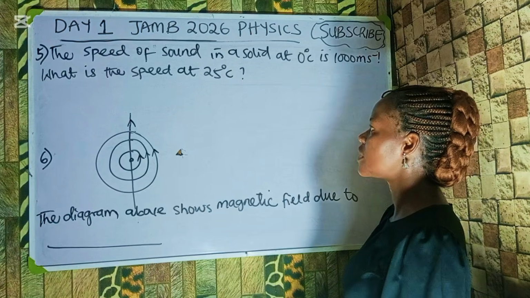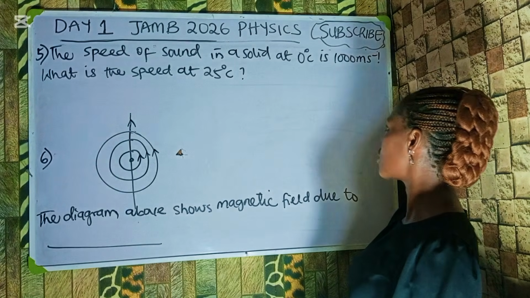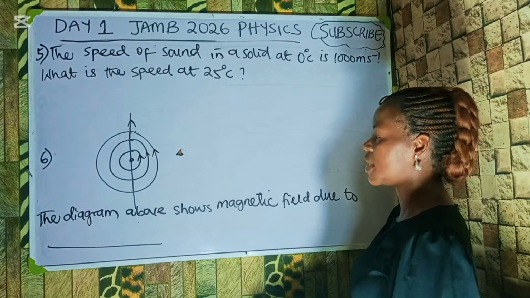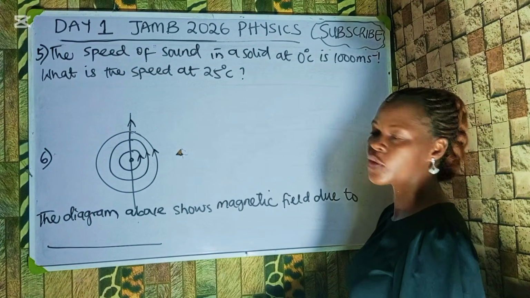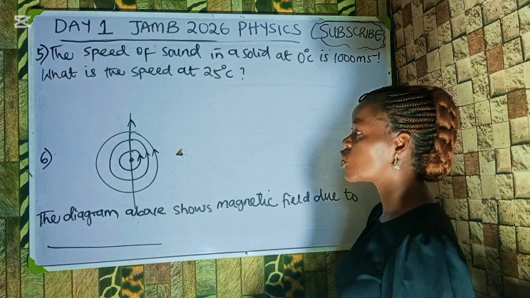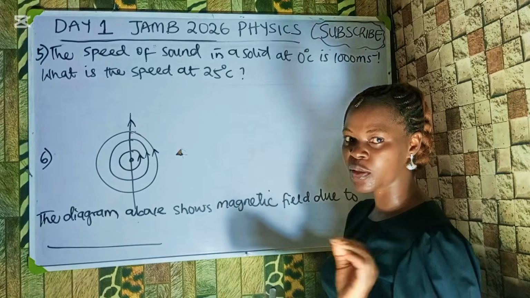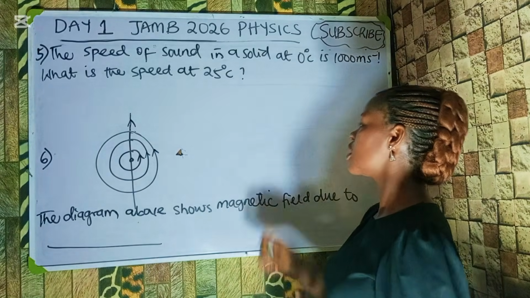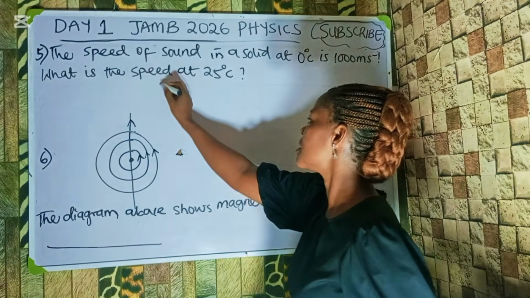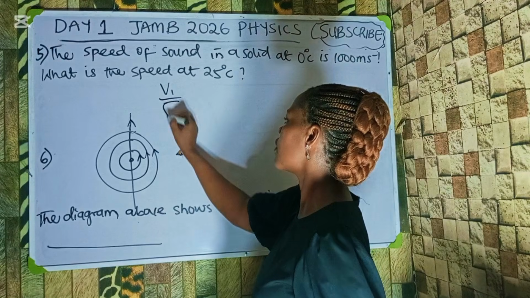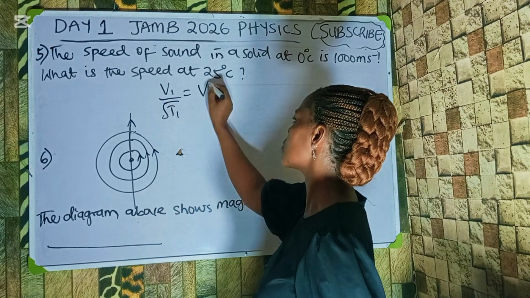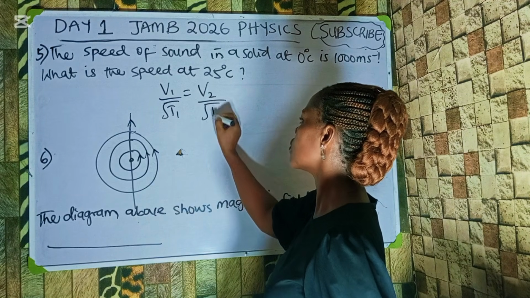Question 5. The speed of sound in a solid at 0 degrees Celsius is 1000 meters per second. What is the speed at 25 degrees Celsius? This question is under the velocity of sound. The formula is V1 over root of T1 equals V2 over root of T2.